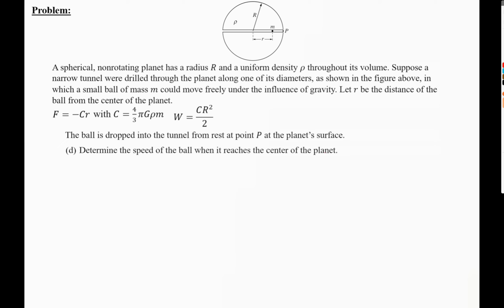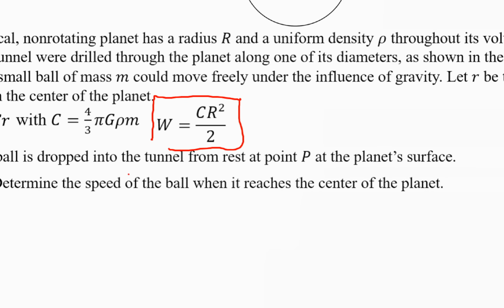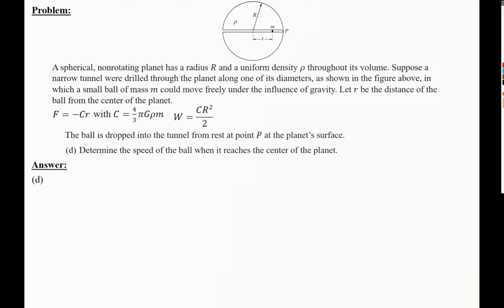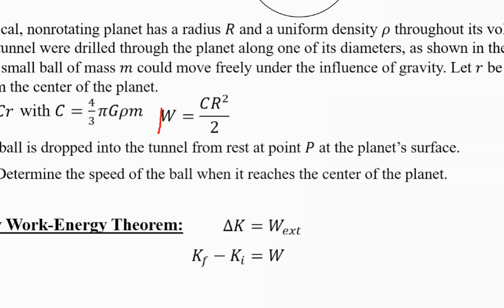And now in part D, we need to determine the speed of the ball when it reaches the center of the planet. In order to determine the speed, you need to think about the previous part. We know that work has been done by the force, and the result is given here. Whenever work has been done by a force, speed has been imparted, and the speed can be determined by the work-energy theorem, which states that the variation in kinetic energy is equal to the work done by the external forces. The only external force acting on the mass m is the pull of gravity, and the work is given by the following expression.